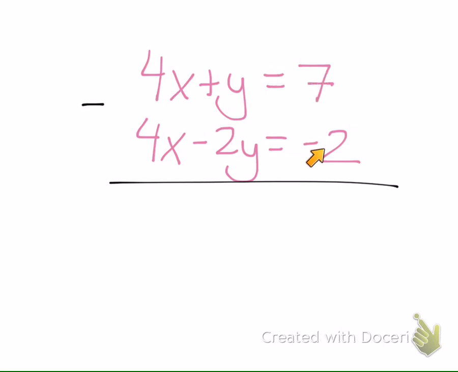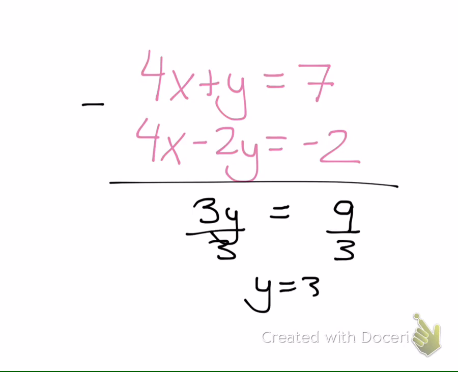7 minus negative 2, positive 9, right? 7 plus 2. Drop down the equal sign. 1y minus negative 2y. What's that going to give me? 3. Good. 3y because it becomes plus. And 4x minus 4x is 0. That's eliminated. It's gone. So then to solve for y here, I'll divide both sides by 3. And that gives me y equals 3.